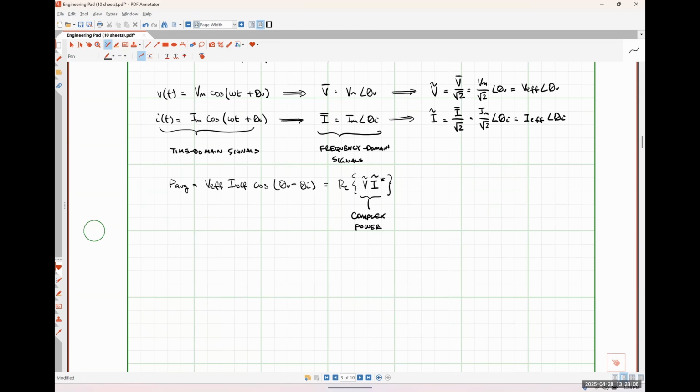This is where we're going to stop for today. We'll get into all of the relationships and nuance of dealing with complex power in our class meeting on Wednesday.